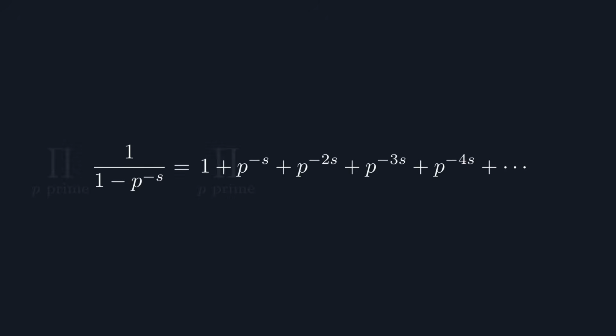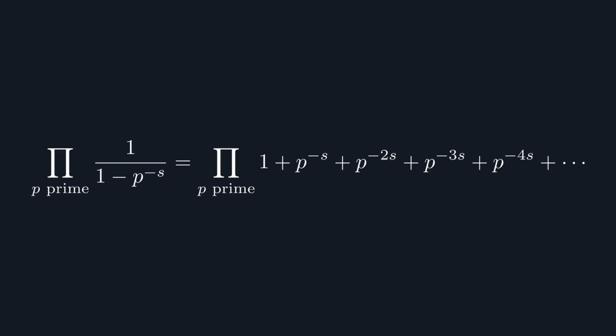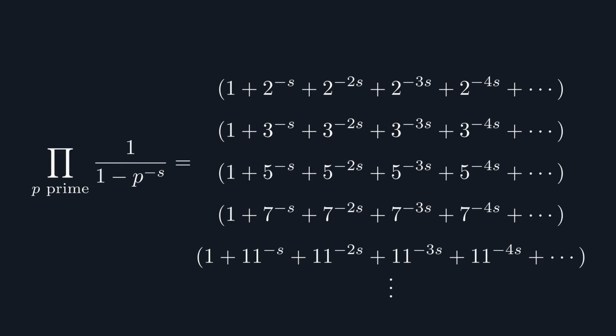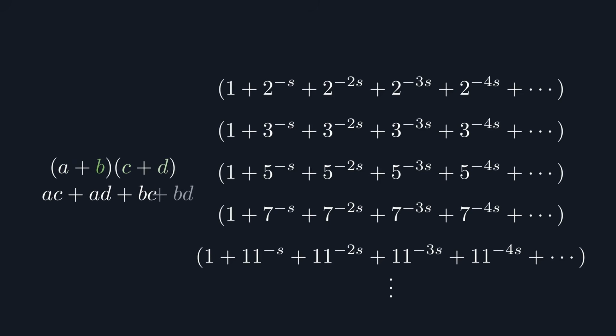After that, we take the infinite product of all of the primes, and we end up with a bunch of geometric series factors. We can do a sort of big version of foiling here, where you take one term from every factor, multiply them, and sum every combination of terms from every factor.